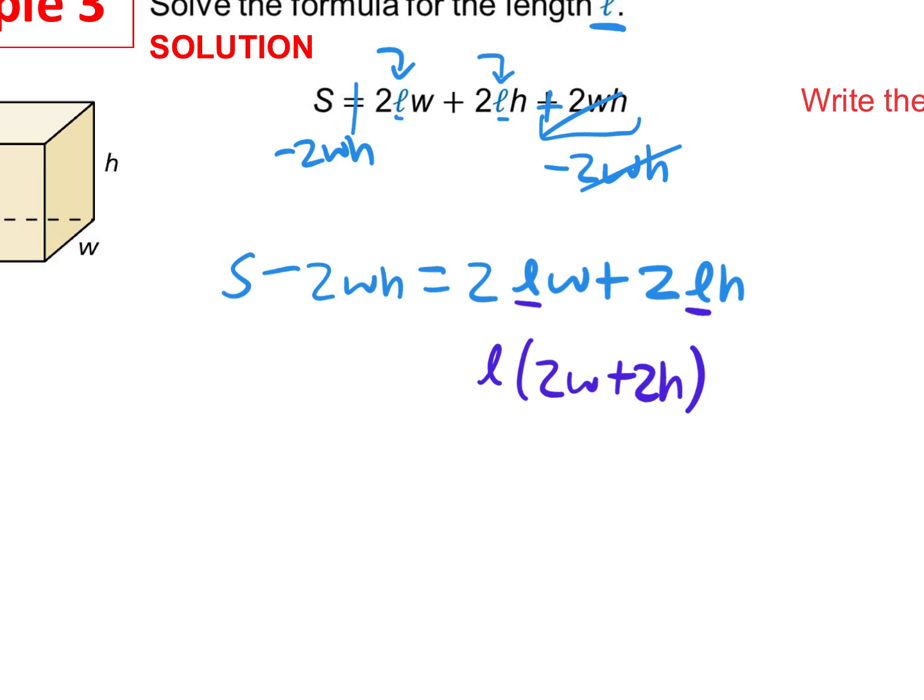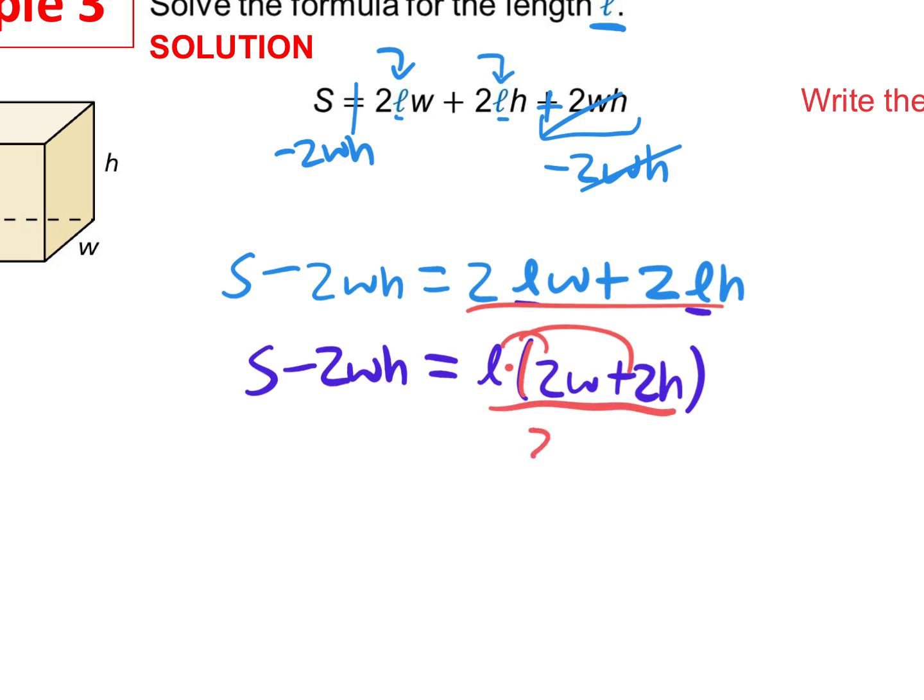Again, if you're ever unsure, what happens when you distribute L to everything? You should get this same expression. So we get L times 2W plus 2H, and this equals S minus 2WH. The last thing we have to do is this: L is being multiplied by 2W plus 2H, so we want to divide both sides by whatever is being multiplied. So divide 2W plus 2H on both sides.